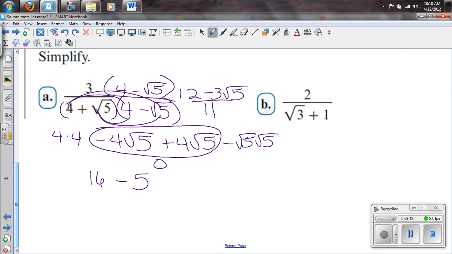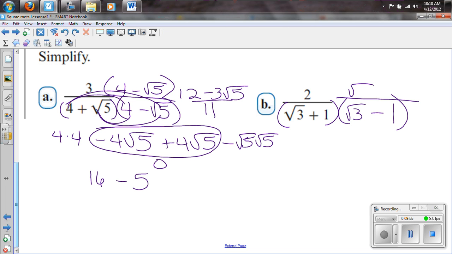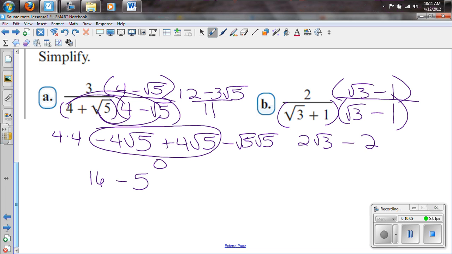So one more problem here. So again, what we're going to multiply by is the square root of 3 minus 1. And we have to do that on top and bottom because we need to keep them equal, so we're multiplying by 1 here. And so then we do the distributive property. On the top, we get 2 square root of 3 minus 2, because we distribute this 2 here. So 2 times the square root of 3 is 2 square root 3. 2 times negative 1 is negative 2.